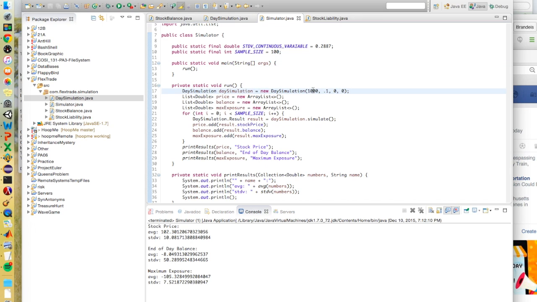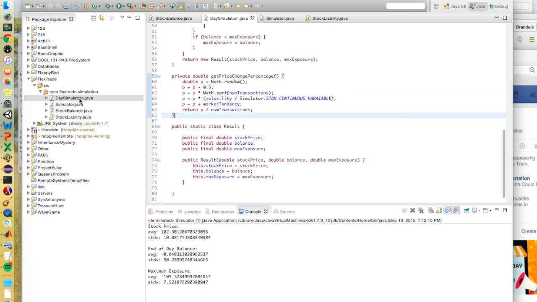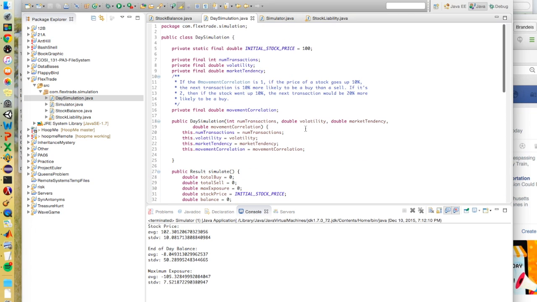So first, just to understand the simulation, over here we create a simulation of a day, and our input variables for that are the number of transactions that are going to happen during the day, the number of buys and sells, the volatility of the given stock, the market tendency, so if we expect the stock to go up or down, and then the movement correlation.